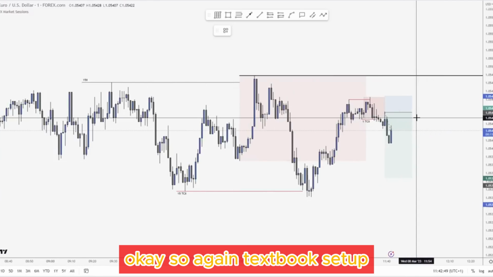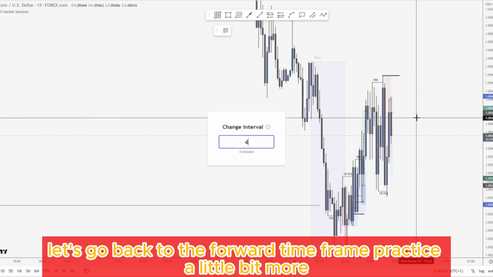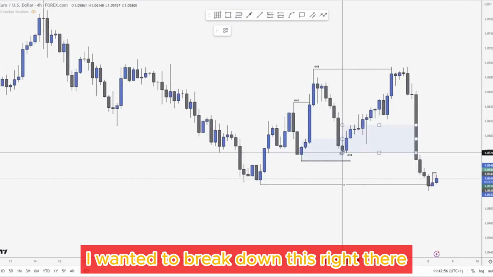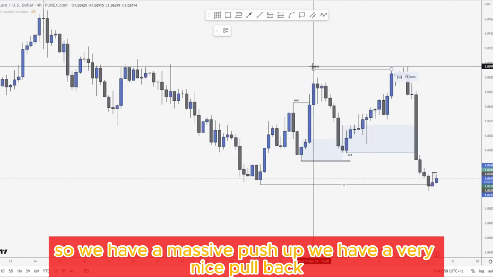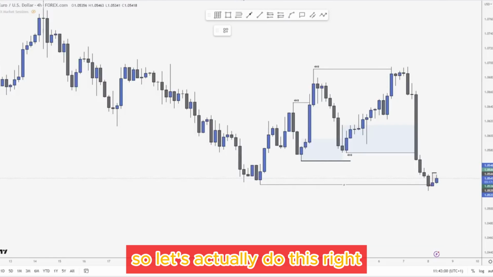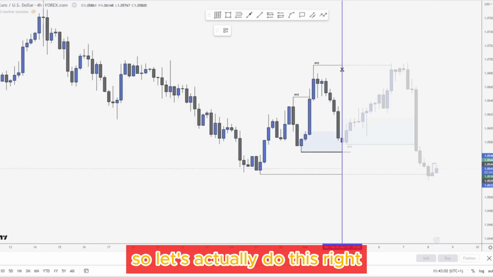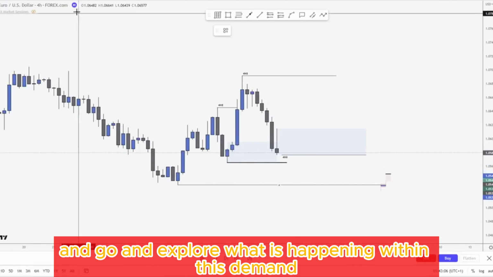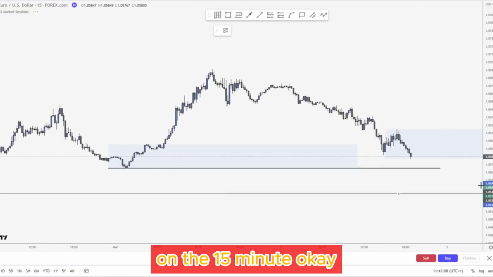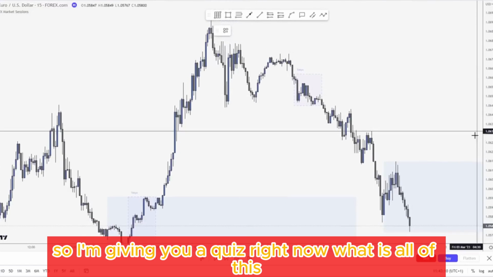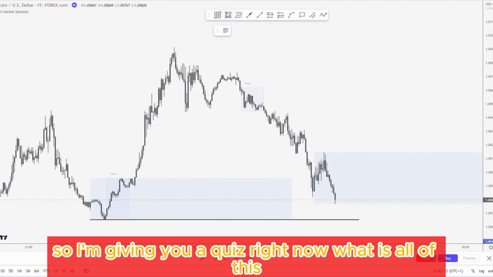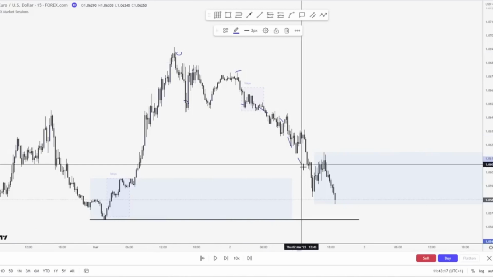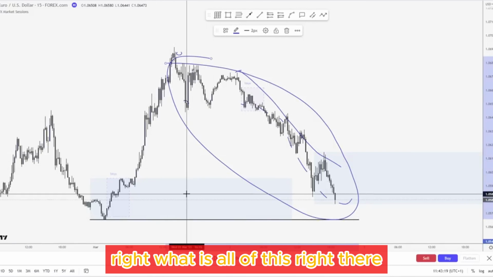But let's see if it works out. Okay? So again, textbook setup. Let's go back to the 4 hourly time frame. Practice a little bit more. I wanted to break down this right there. So we have a massive push up. We have a very nice pullback. So let's actually go and explore what is happening within this demand on the 50-minute. Okay, so what is all of this? I'm giving you a quiz right now. What is all of this right there?